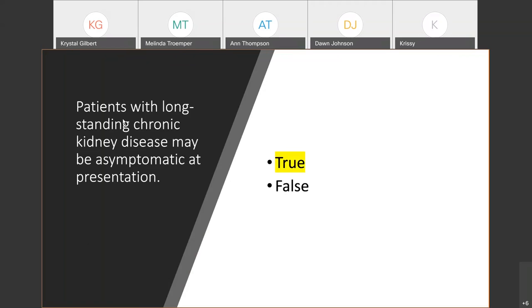So with long chronic issues like chronic kidney disease, they have already developed coping mechanisms, I guess. I can't think. I told you that already. So they're already in this state where they're trying to compensate, and so they're used to it. So they may be asymptomatic. They may have normal vital signs, normal labs, until they can no longer compensate again.